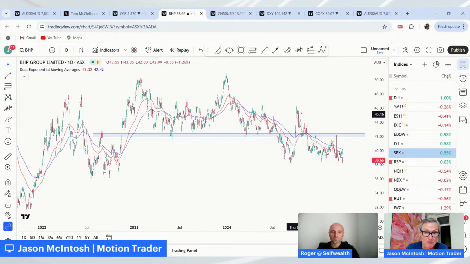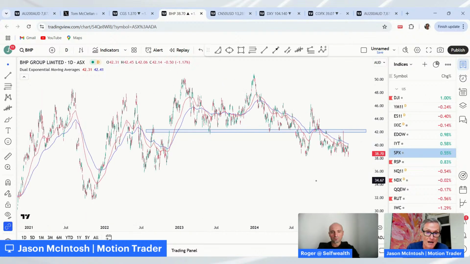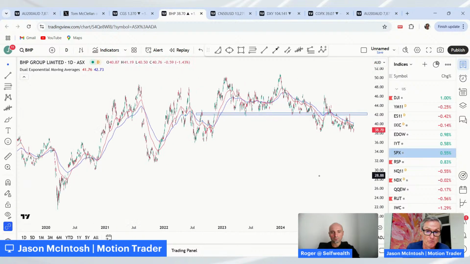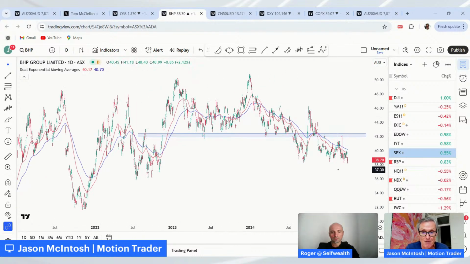It's had a couple of attempts at starting to push higher, but hasn't really been able to make much headway with that. So until we can see BHP get back above rising moving averages, maybe back above this 40-42 zone, and then show signs that it's sustaining it, I'd probably rather just leave this one alone. We could get a great trend in resources at some point. I'm sure we probably will, but at the moment it's not there.